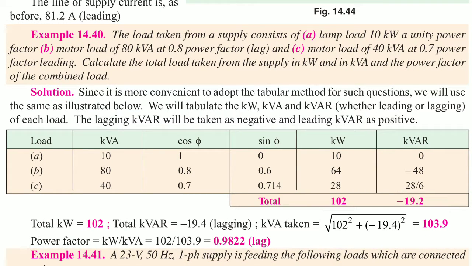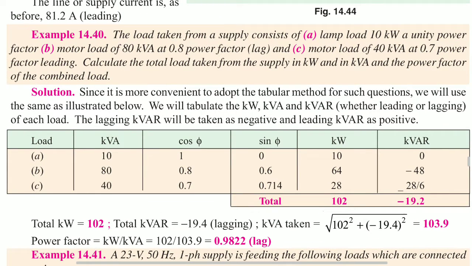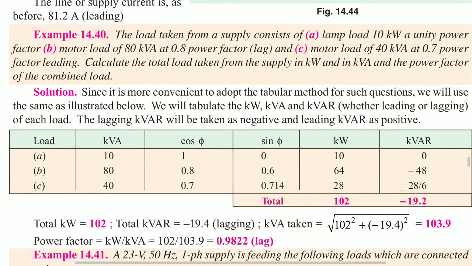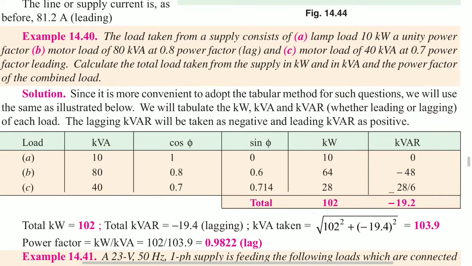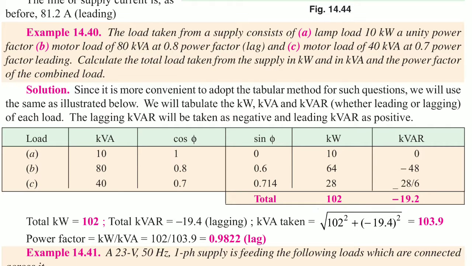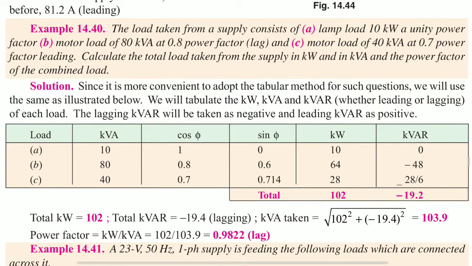Now BB is a motor load of 8 kVA at 0.8 power factor lagging, and CB is a motor load of 40 kVA at 0.7 power factor leading.